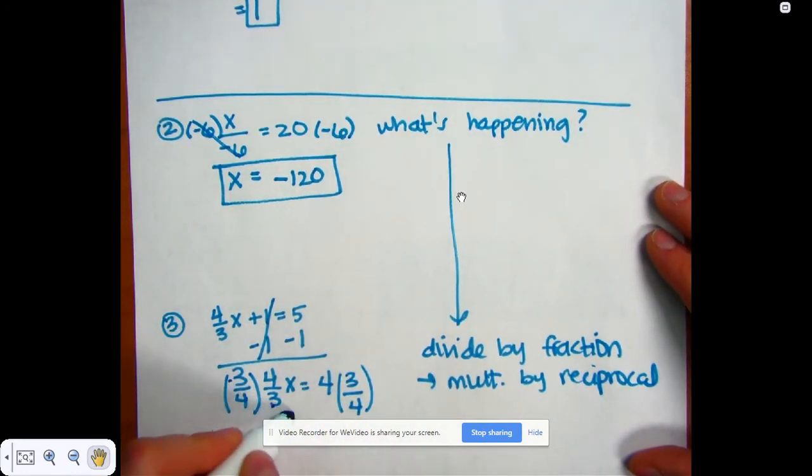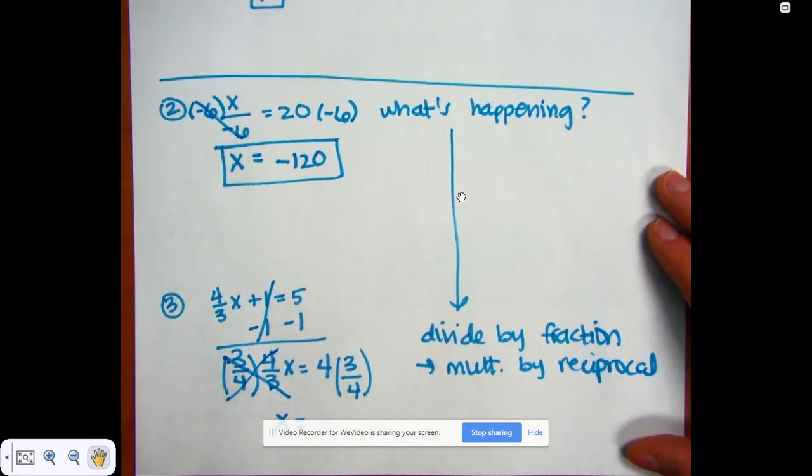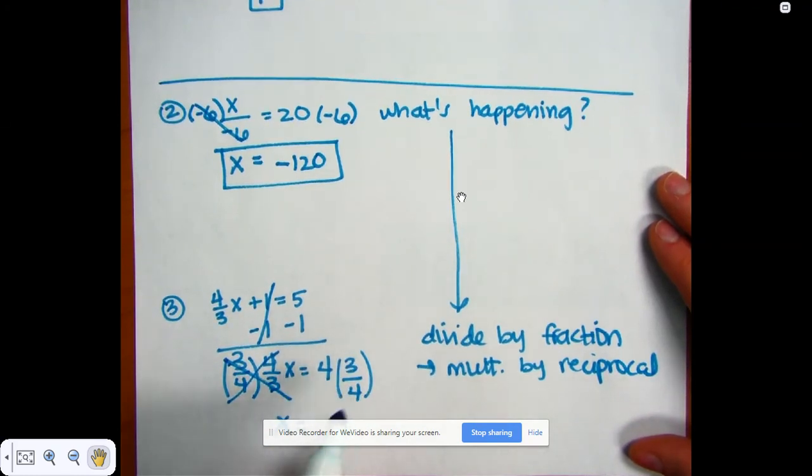3 divided by 3, 1. 4 divided by 4, 1. That's my check step. I'm left with just x, which is awesome. 2 ways you can do this one. You can do 4 times 3, all divided by 4, or you can see that these 4s, 4 divided by 4, makes 1, and you're left with 3. Either way, your answer is 3.